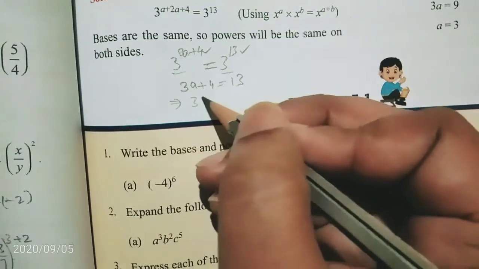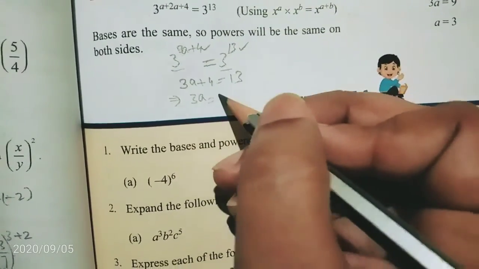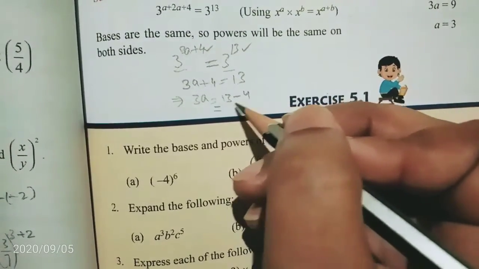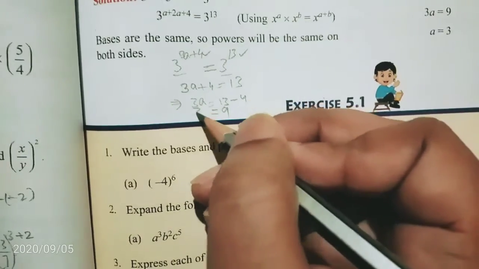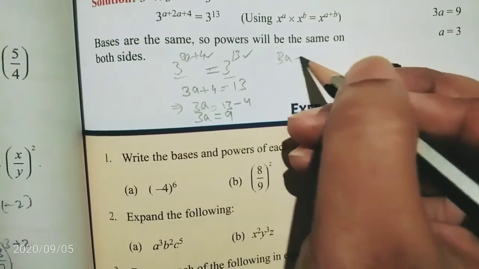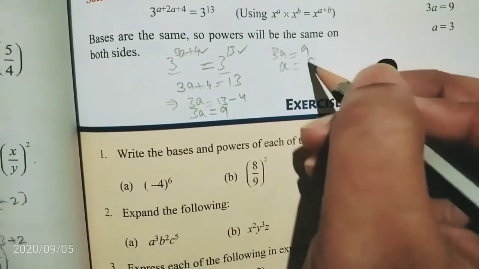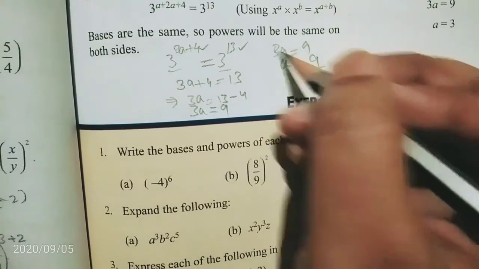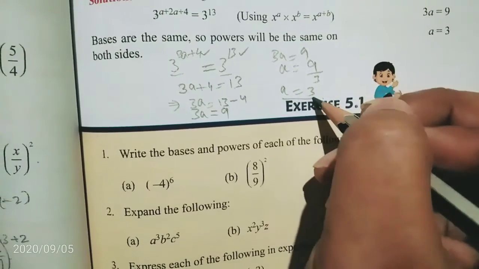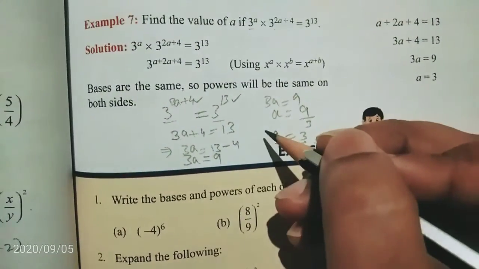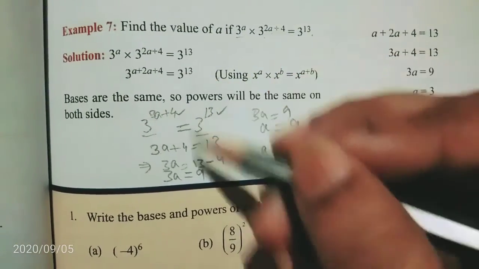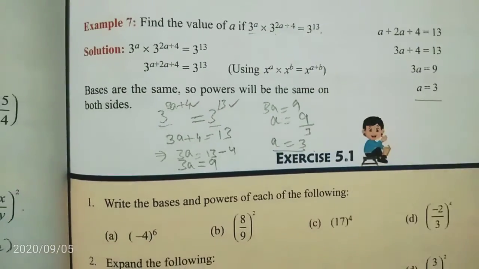Now 3a equal to, this 4 will go to that side, 13, this plus will become minus, 13 minus 4. 13 minus 4 is what? 9. So 3a equal to 9. You know how to write this. 3a equal to 9, a equal to 9 by 3. This will come in divide form. Then 9 divided by 3 is 3. So our value of a is 3. In this way we got the value of a. So here you can see it is solved. I have solved it in a simple way. It is a very important question.